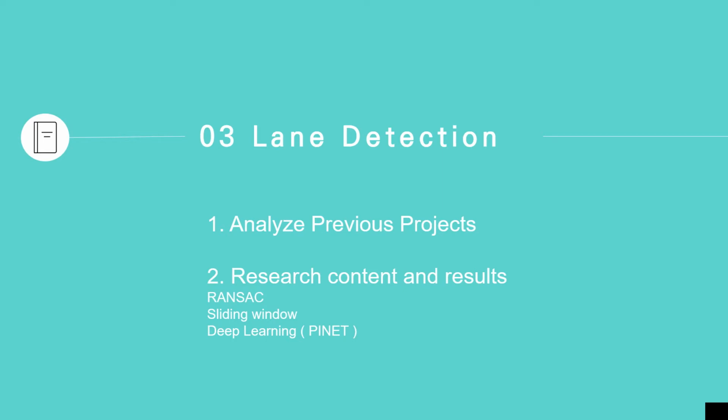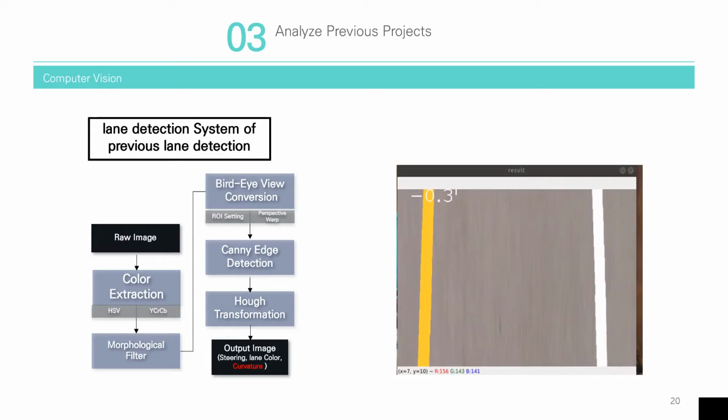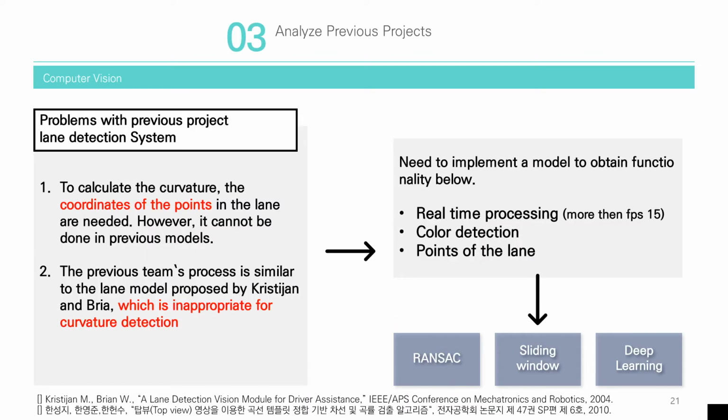The next topic is lane detection. Here is lane detection system of previous project, but it has some problems. The previous lane detection model was unable to obtain the coordinates of the points in the lane, and hence the curvature was not available. Therefore, three approaches, RANSAC, sliding window, and deep learning, were set as directions.